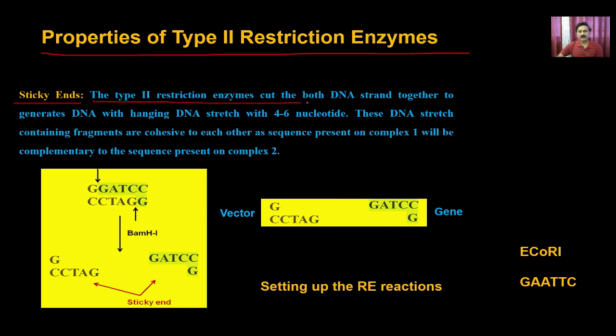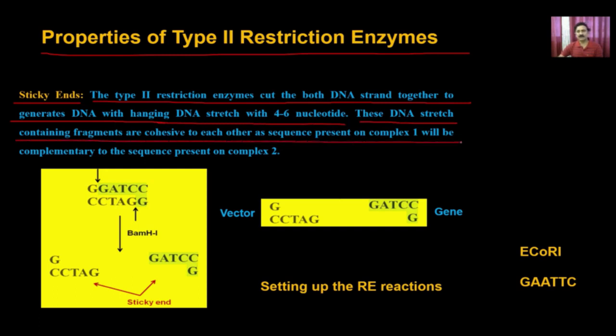The type 2 restriction enzyme cuts both DNA strands together to generate DNA with a hanging-over stretch of 4 to 6 nucleotides. These DNA fragments containing stretches are cohesive to each other, as the sequence present on fragment 1 will be complementary to the sequence present on fragment 2.